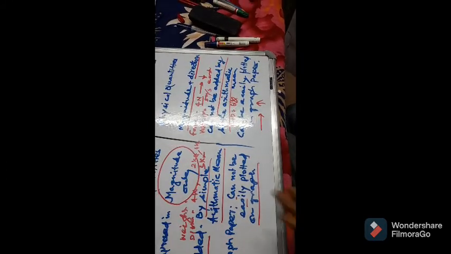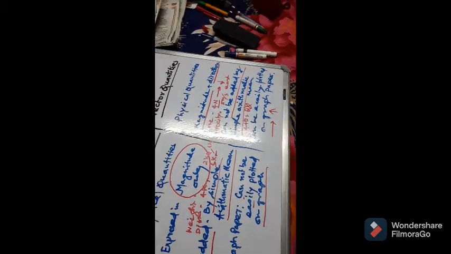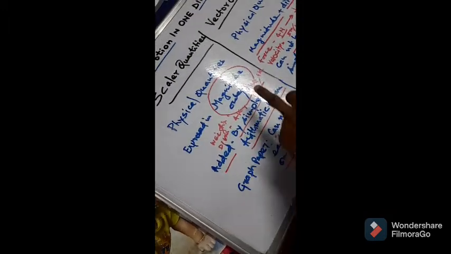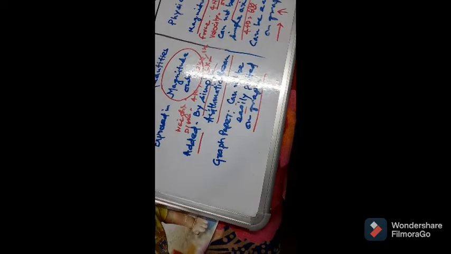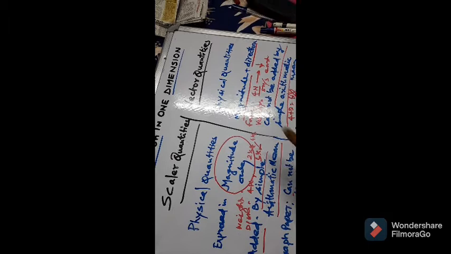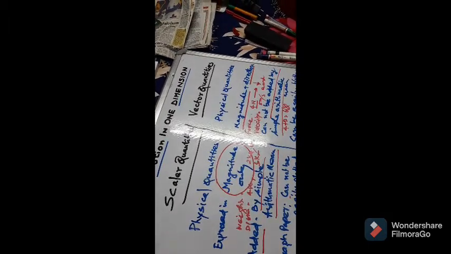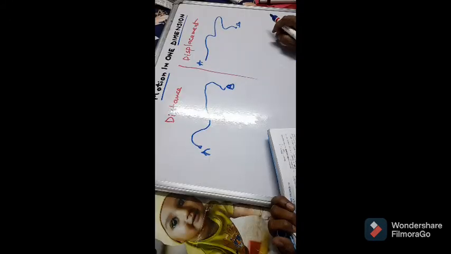And you will ask for the examples. So I have already mentioned earlier that weight is a scalar quantity and force is a vector quantity. Distance is a scalar quantity and velocity is a vector quantity. Right?